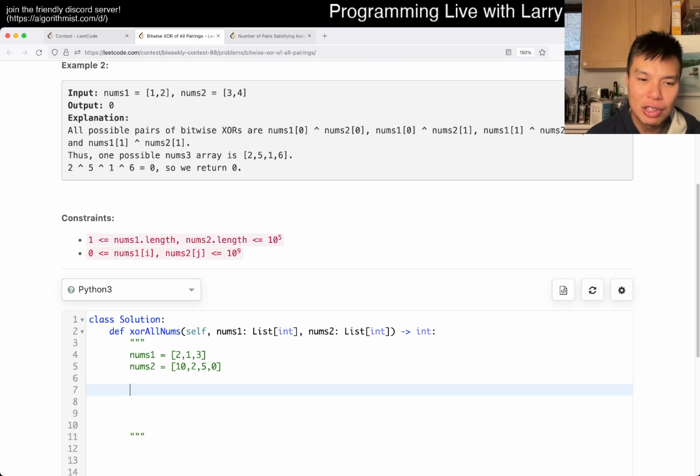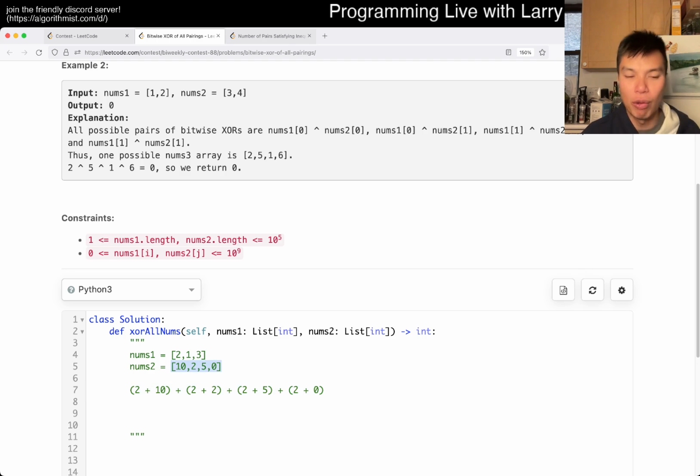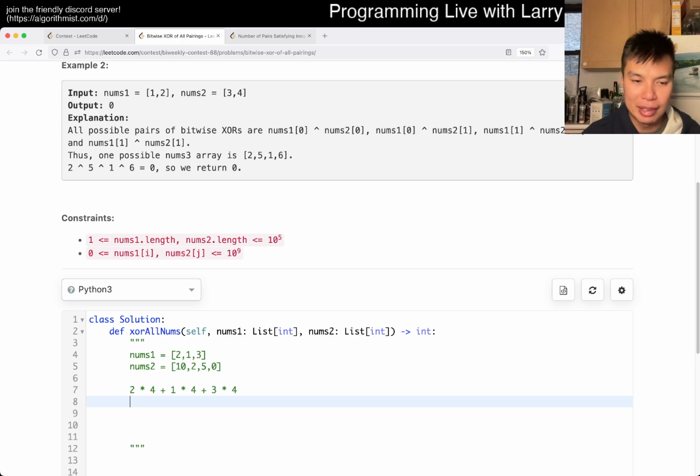Which means that, okay, 2 appears in, and I'm going to write it out for you, something like this. I'm just looking at the first 2 in nums1. Here you can clearly see that there's 4 2s, one for each in nums2. So then you quickly come across 2 times 4 plus 1 times 4 plus 3 times 4, etc., and the other way around as well. Meaning 10 times 3 plus 2 times 3 plus 5 times 3 plus 0 times 3, right?